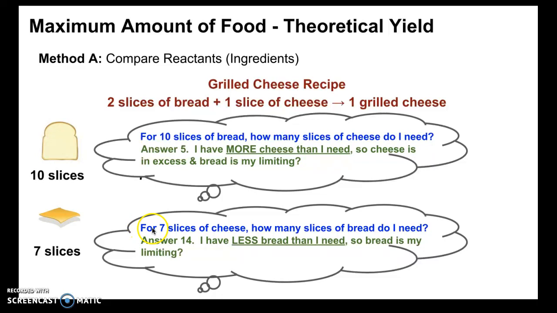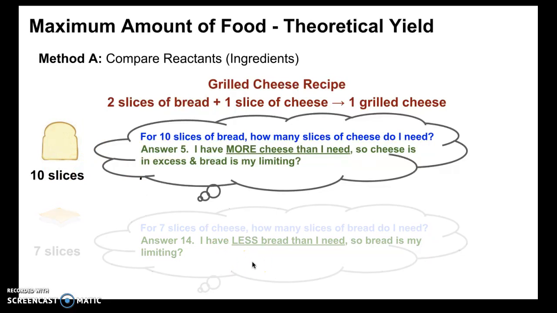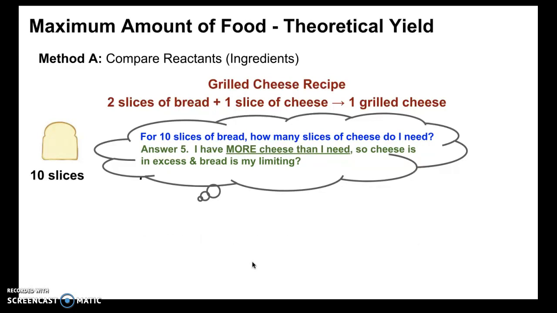If instead of looking at the bread, we chose to look at cheese, we could say, for 7 slices of cheese, how many slices of bread do I need? Again, we know from our recipe or balanced chemical equation that we would need double the amount, so 14 slices of bread, and you only have 10, so that means the bread was the limiting one. Okay, for the theoretical yield part, we need to take the focus on the limiting reactant. So I have identified that bread is our limiting reactant, and that's all you need from method A, is to know the limiting reactant.